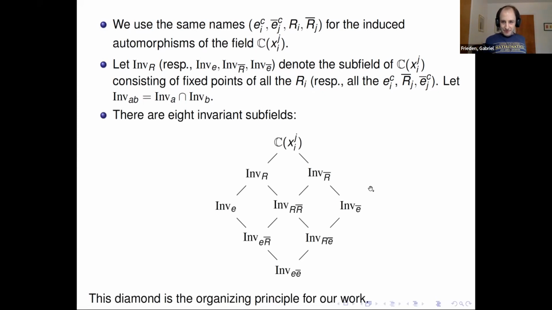So we end up with the following picture of subfields. These are actually all of the possible subfields you can get, because every E invariant is automatically an R invariant because Ri is a special case of Ei. So these are the 8 different subfields that you can get, and this is the organizing principle for our work: we wanted to understand these subfields as well as we could.